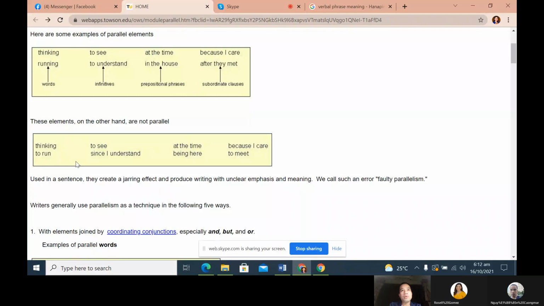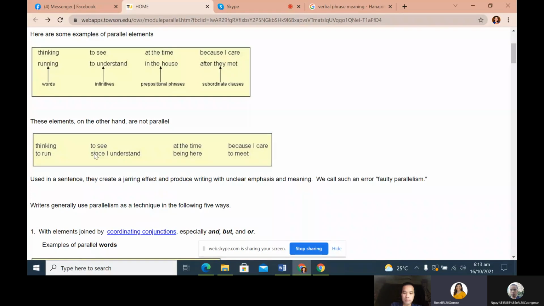Thinking, the noun, and to run, the infinitive verb. Very good. Are they similar in construction? Yes or no? No. Very good. Thinking is a gerund. Again, a gerund is a verb that functions as a noun in the sentence. When we say to run, I mean the infinitive, a verb introduced with the word to. So this pair is not similar in construction.